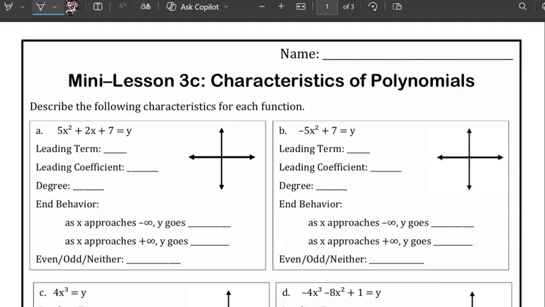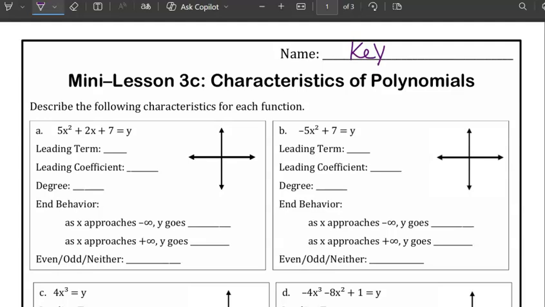Mini lesson 3C, Characteristics of Polynomials. Describe the following characteristics for each function. On A, we have 5x squared plus 2x plus 7 equals y.